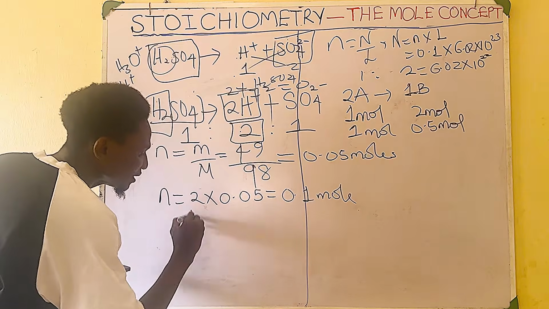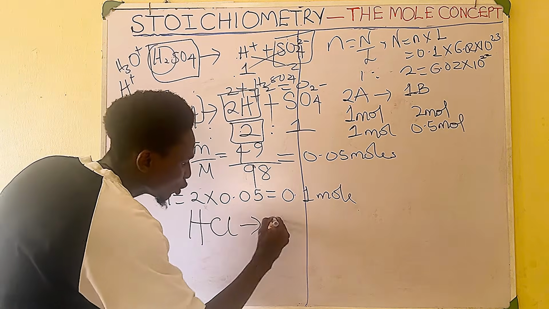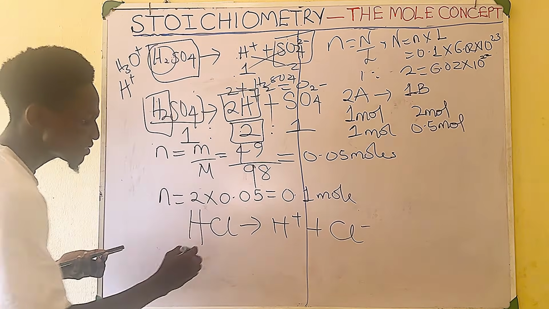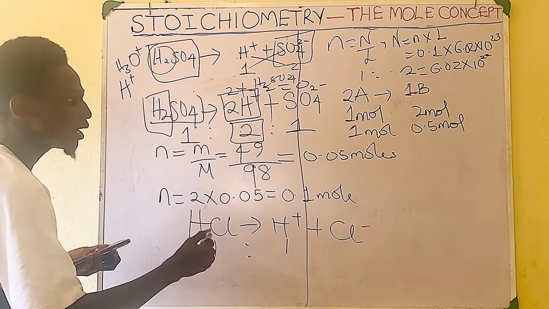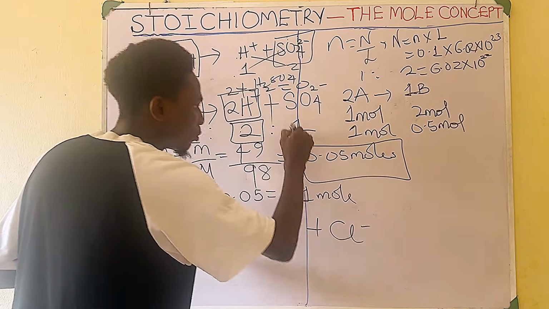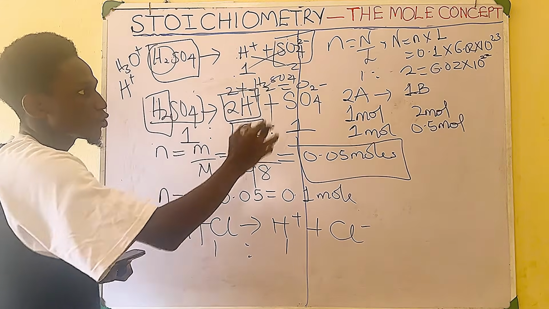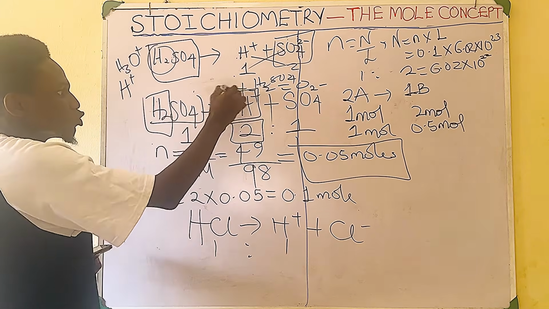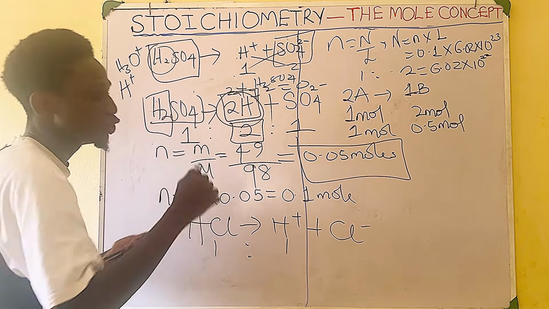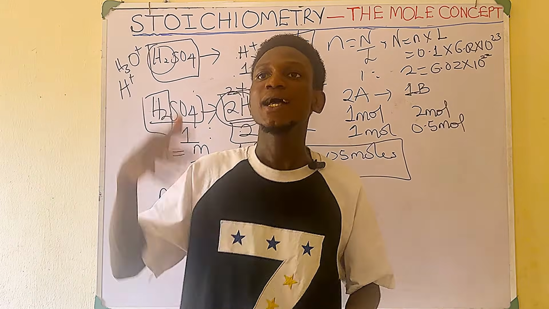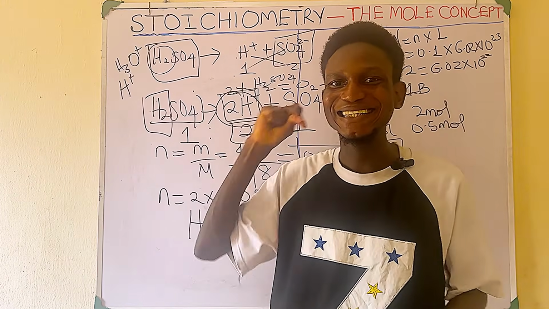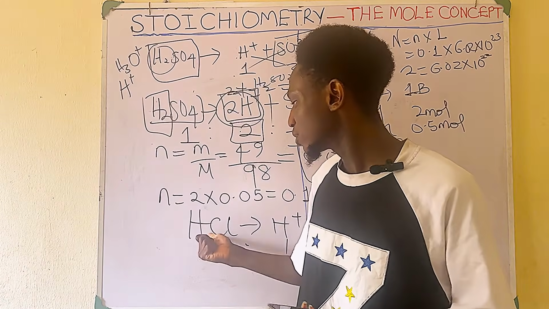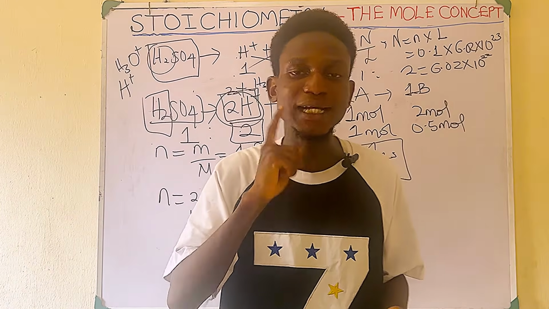Now, if it were HCl, it's going to give you H plus and Cl minus. So it means that this is 1:1. So if it were HCl, I would have used this as the number of moles and get my answer. Just input it there and get your answer. But this one I have to convert because it has 2 hydrogen ions. You should know from your acid-base reaction that H2SO4 is dibasic. It gives you 2 hydrogen ions. HCl is monobasic. It gives you 1 hydrogen ion.